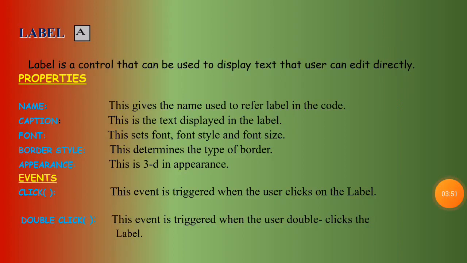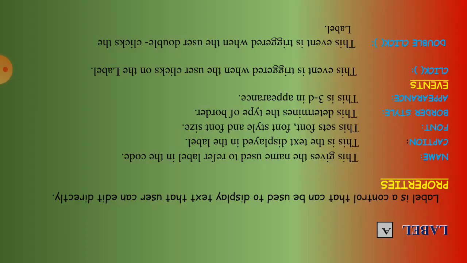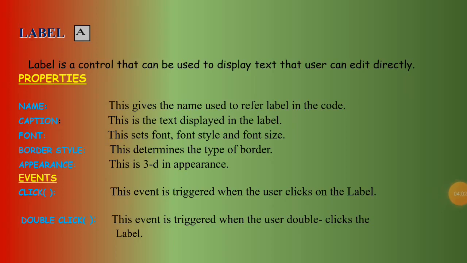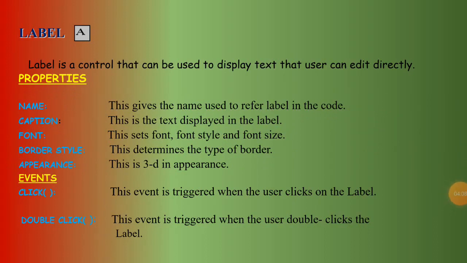Font: if you want to increase or decrease the font size, or change the font style, the default font style will be Times New Roman. We can change the font style and size by using the font property. Next, the border style. We have different types of border styles: line, dotted line, dash dot lines, like that. If you want to change the border style, we use the border style property.